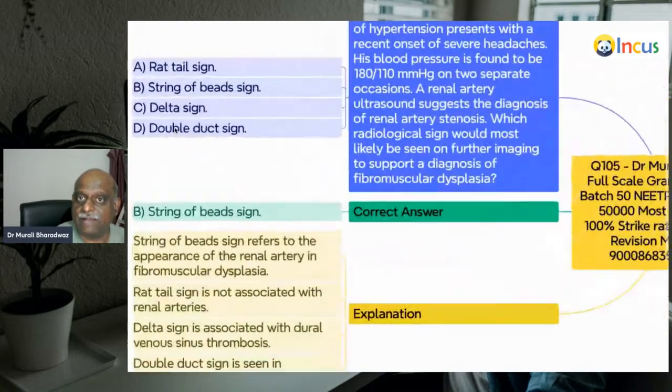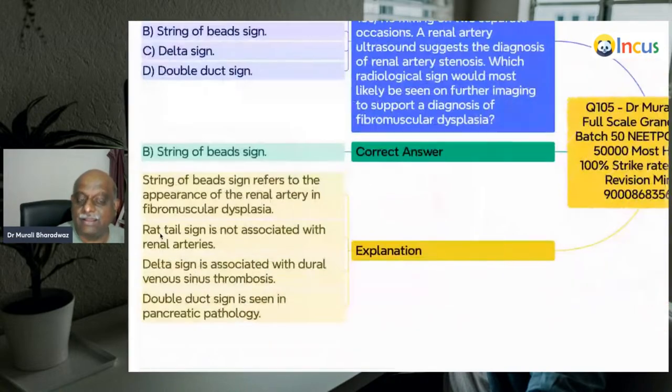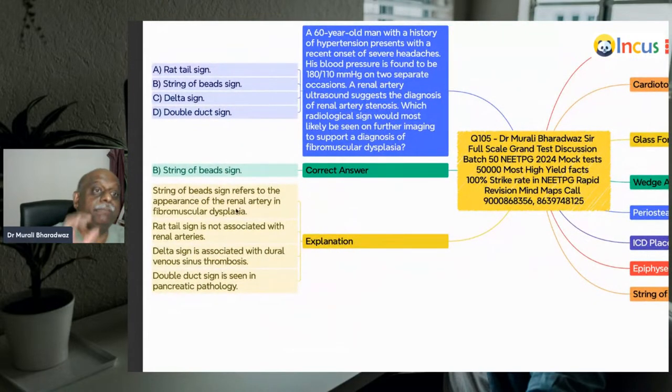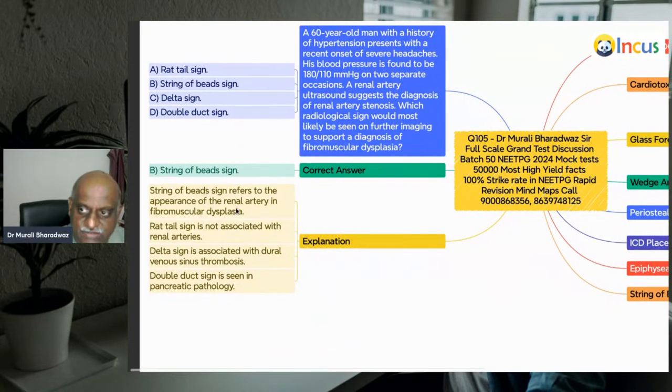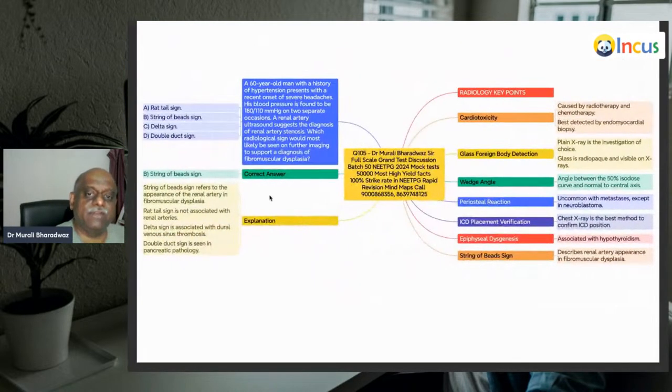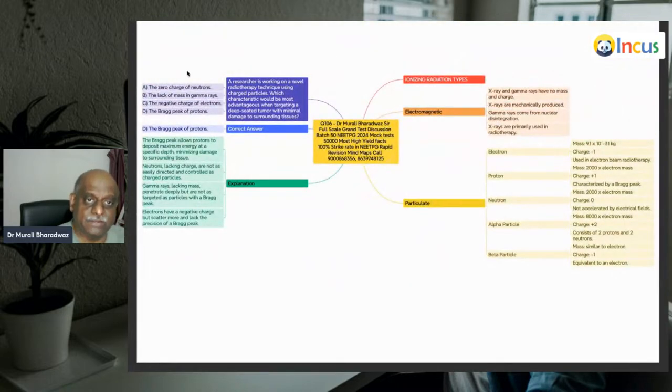A 60-year-old with a history of hypertension and severe headache, suspected renal artery stenosis. Whenever renal artery stenosis is there, string of beads sign is a very characteristic feature. So all these radiological signs, you need to be very, very sure, doctor, for tomorrow's NEETPG.